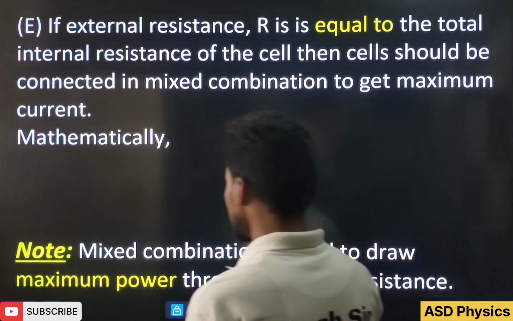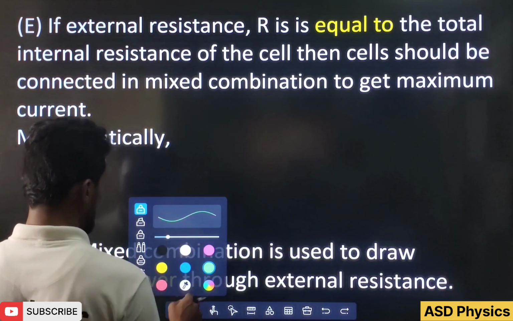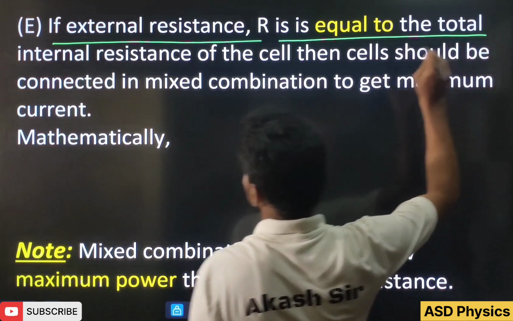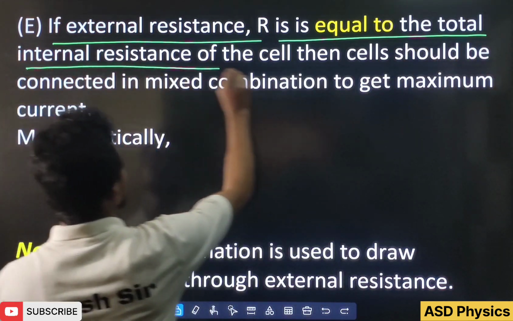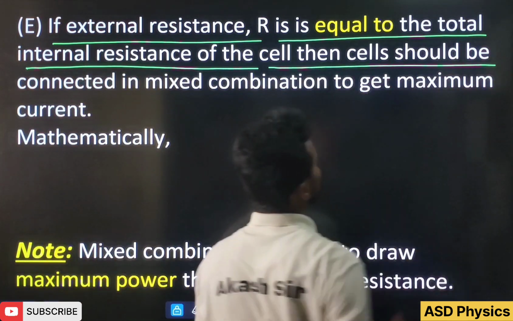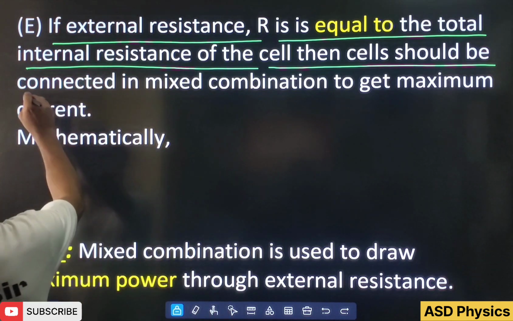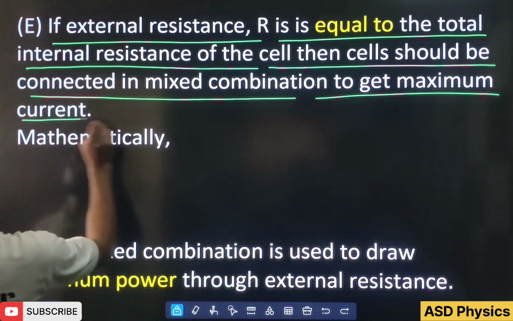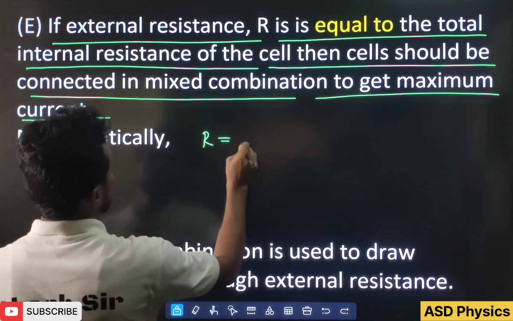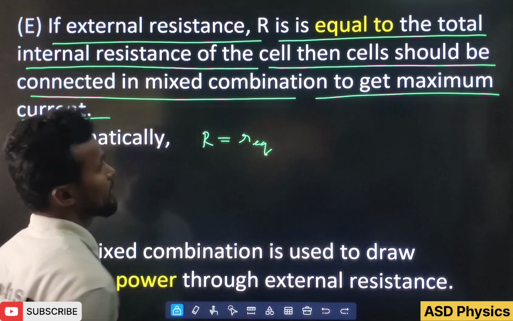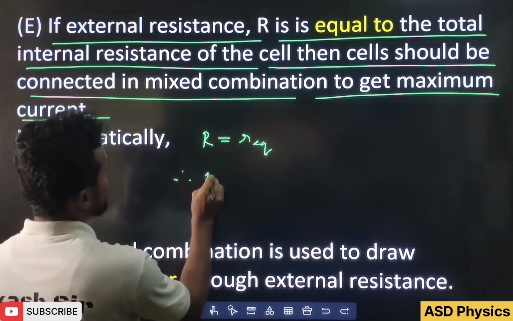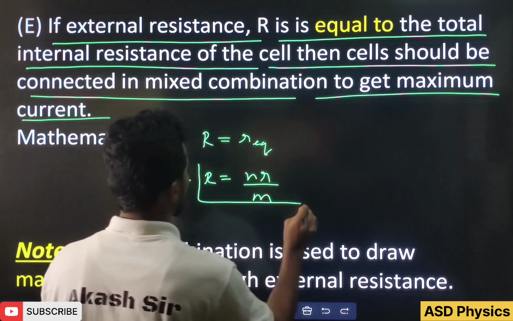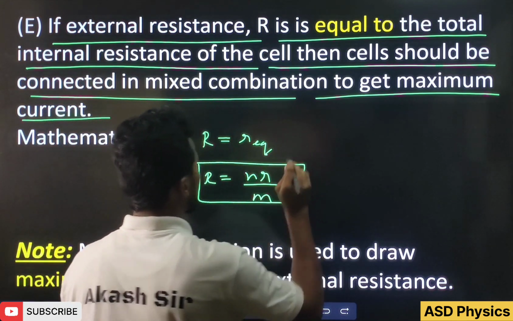Now let's see, one more thing is there. If the external resistance capital R is equal to the total internal resistance of the cells, then cells should be connected in mixed combination to get maximum current. So remember that this capital R should be equal to r equivalent. That means capital R should be equal to nr by m. M rows are there, and in each row n cells are there.